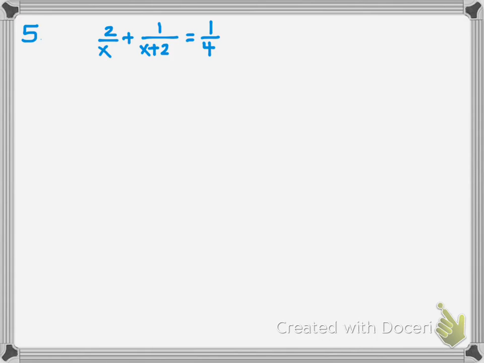So number 5 is the first problem that isn't a fraction equal to a fraction, so we need to do it a little bit differently. I'm still going to say that x can't equal 0 right here, and it can't equal -2 right here.